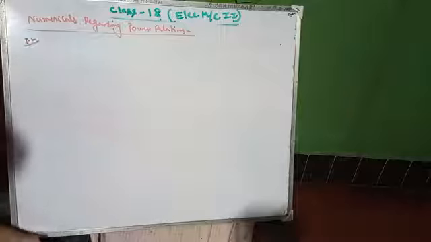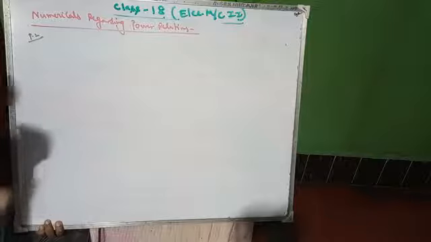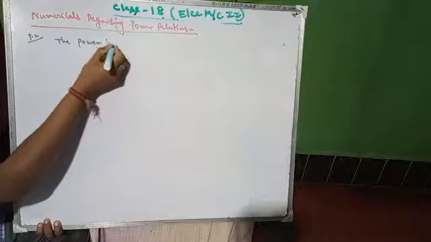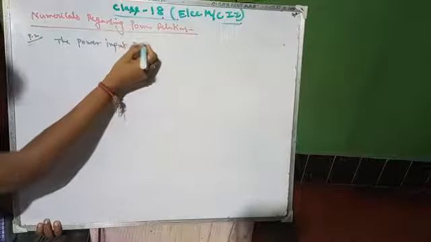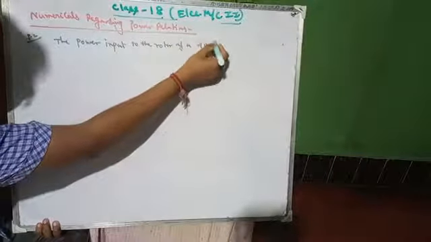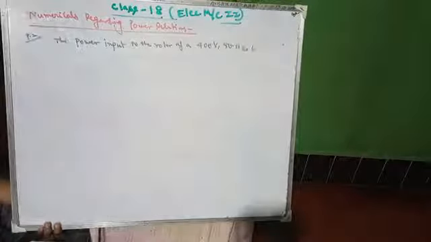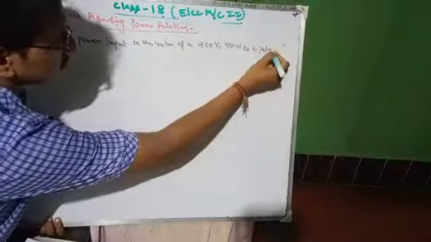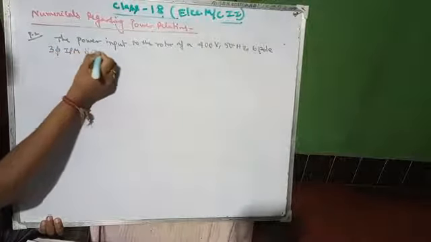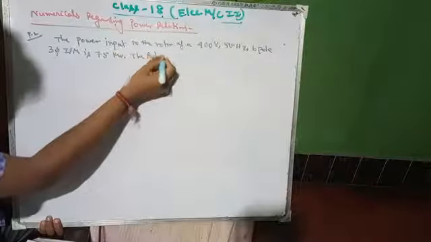Problem number 2. The power input to the rotor of a 400 volt, 50 Hz, 6 pole, 3 phase induction motor is 75 kilowatt.